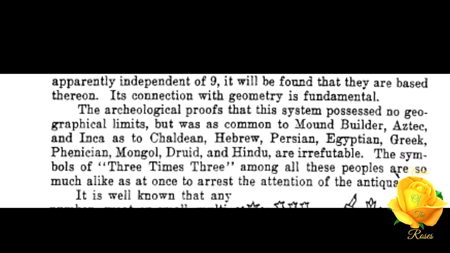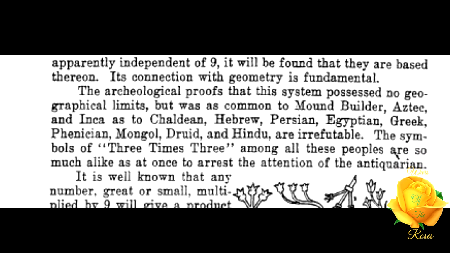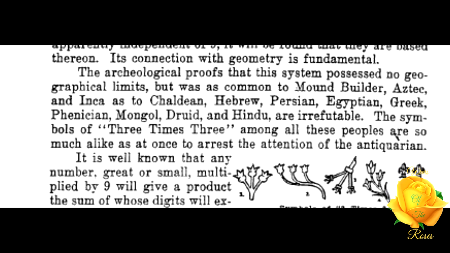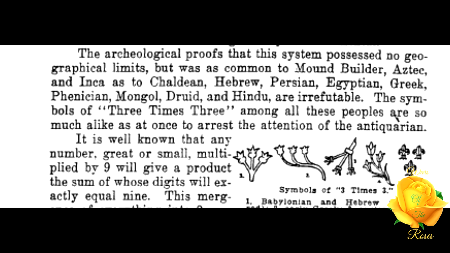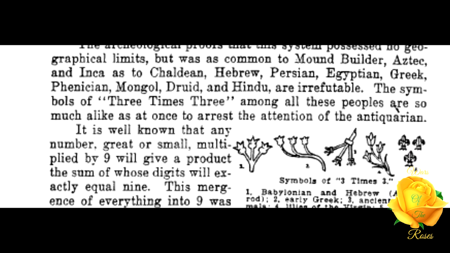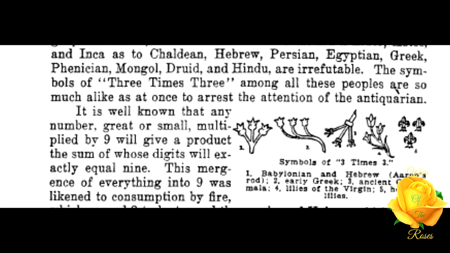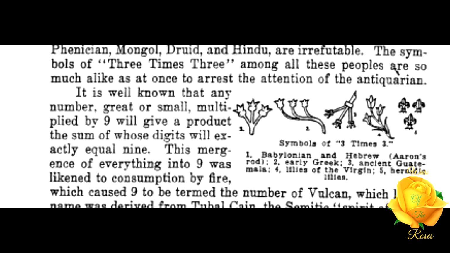The archaeological proofs that this system possessed no geographical limits, but was as common to mound builders, Aztec and Inca as to the Chaldean, Hebrew, Persian, Egyptian, Greek, Phoenician, Mongol, Druid, and Hindu are irrefutable. The symbols of 3 times 3 among all these people are so much alike as at once to arrest the attention of the antiquarian.